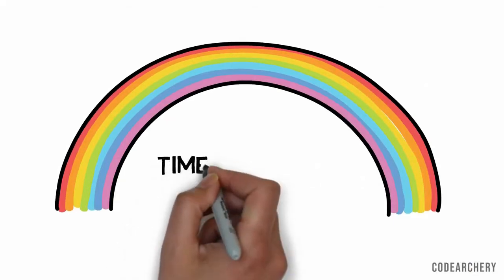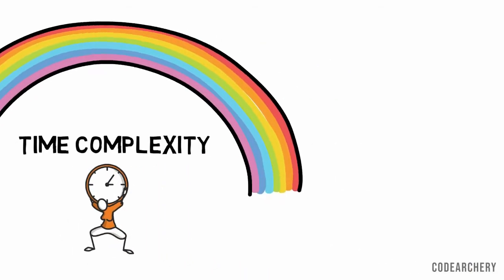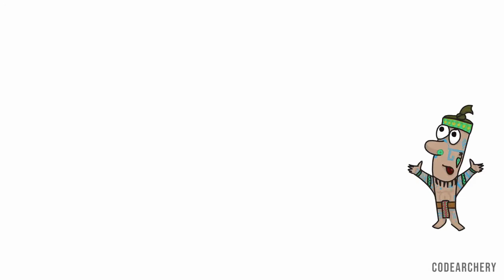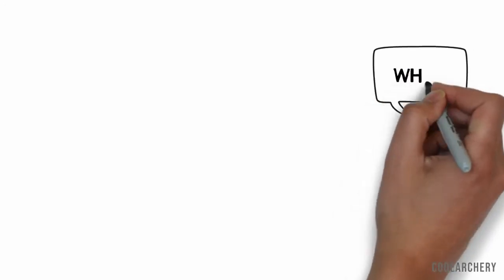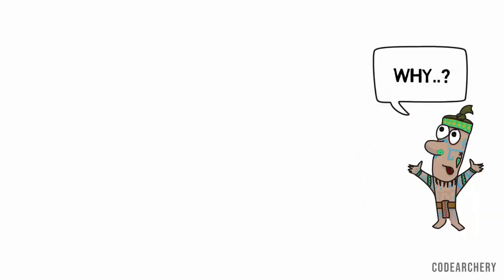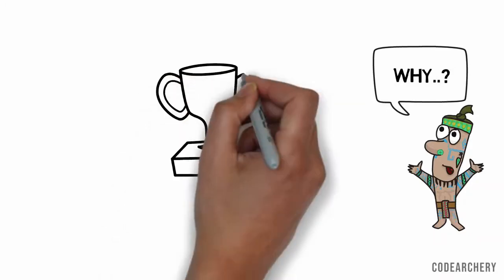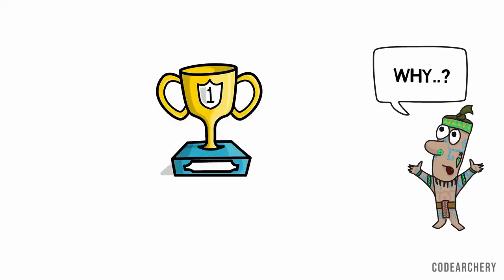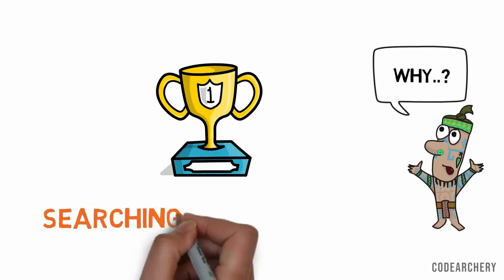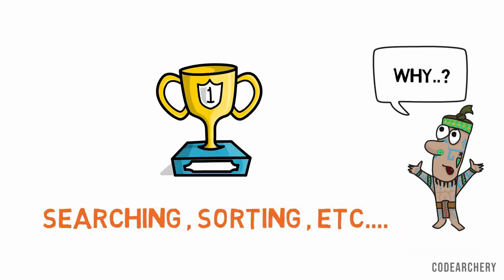This video will learn about time complexity of algorithms. When the first time I heard about this term, I was like, why? Why do I need to study time complexity of every algorithm? Isn't there a best single champion algorithm for finding an element or sorting a list? And why do I need different data structures for it?